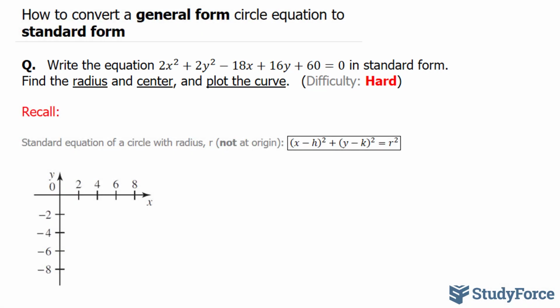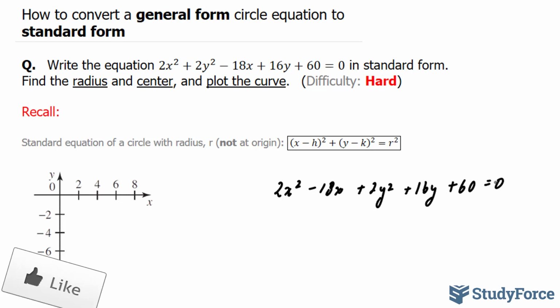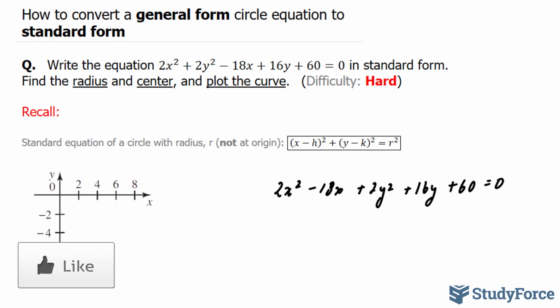What we have to do is reorganize our equation so that it looks like this: 2x squared minus 18x. Notice how I'm grouping similar terms, plus 2y squared plus 16y plus 60. To go from this format to the standard format, we actually have to complete the square twice. I do have a video dedicated to this topic, completing the square. With that said, we need to complete the square for these two terms and for these two terms.